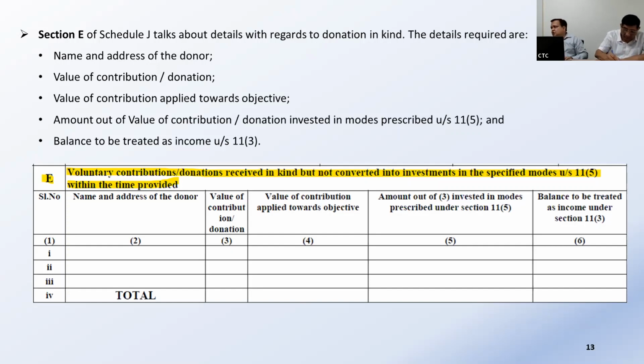Now, the most important thing is that donations received in kind will have to be converted so that it can be invested in the mode specified in section 11. This is what this table says. Of course, there has to be some clarification on this because it will be a big challenge now to convert the donations received in kind. So you have to apply for the towards objective. Yes. Put the entire amount over there.